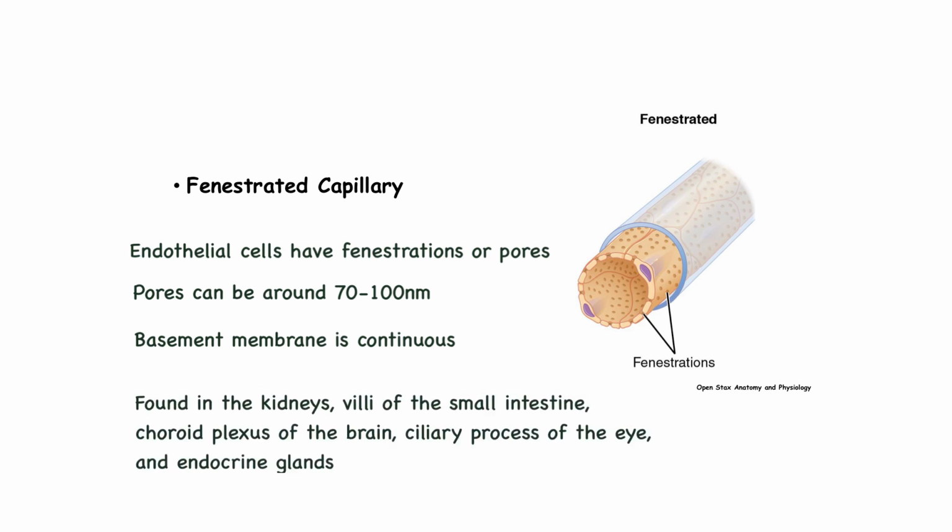So we see these types of capillaries in the kidneys, in the villi of the small intestine, where we're going to get nutrients coming into the blood, the choroid plexus of the brain, and the ciliary process of the eye. And we also see them in the endocrine glands because the endocrine glands are responsible for releasing hormones, and they need to be able to find their way into the blood.